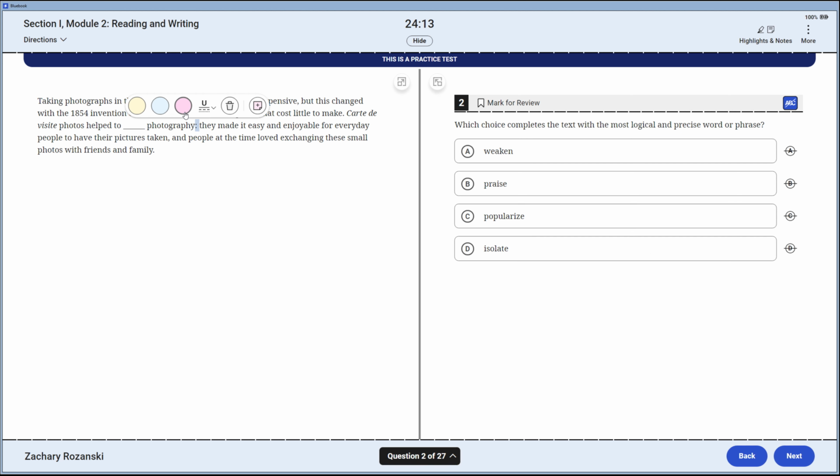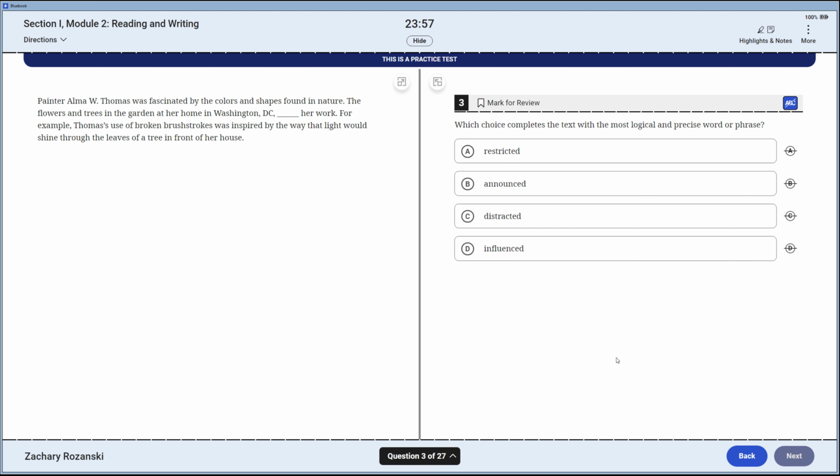I see immediately a colon as a signal element, which is an absolutely beautiful thing. They made it easy and enjoyable for everyday people to have their, oh, I love that every day. And people at the same time loved exchanging these things. So it helped to popularize, right? Everyday people love this thing. It was everywhere. I look for a signal element.